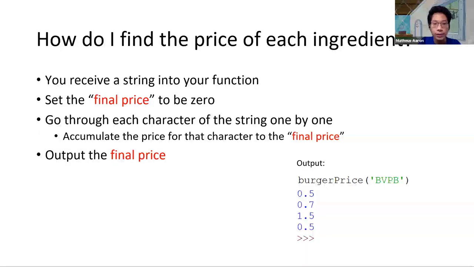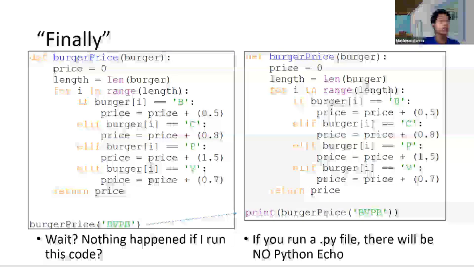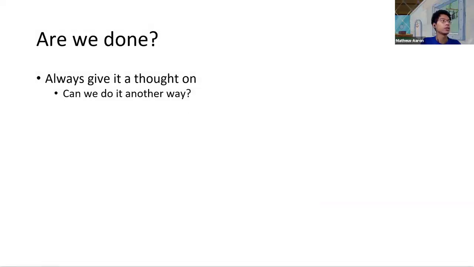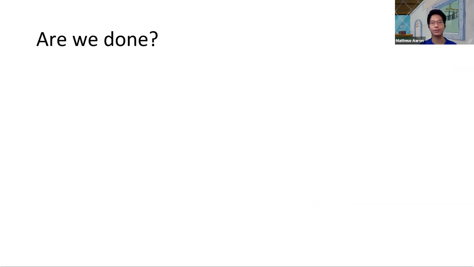So yeah, the final code should look more or less like this. Okay, so are we done? I guess this is the question that we always ask ourselves when we code, right? Are we actually done?